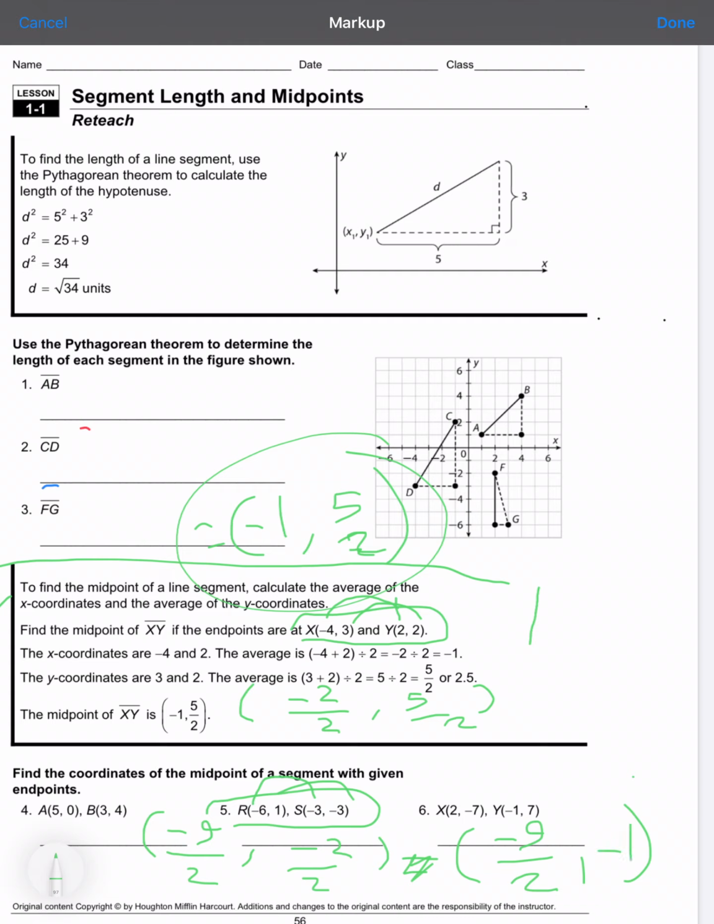Here we have discussed 2 points: using the Pythagorean theorem to find the distance or the length of the line segment, and finding the coordinates of the midpoint. Now let's go to another page.